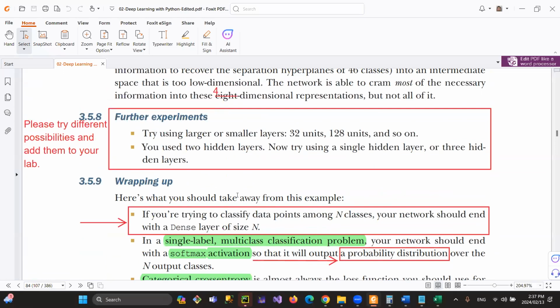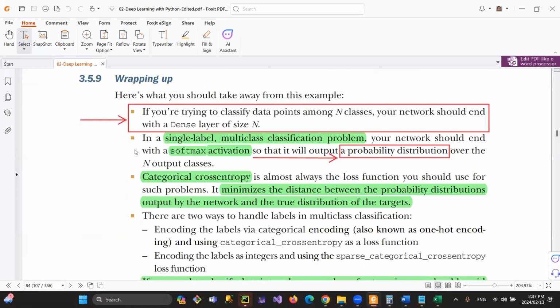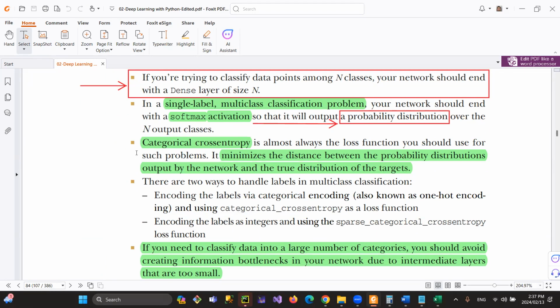To wrap up, please try different possibilities. You can play around with increasing the number of layers, increasing or decreasing the number of neurons. But to wrap up the example, it says that if you're trying to classify data points among n classes, your network should end with a dense layer that has n outputs, obvious. And a single label, multi-class classification problem, that's what we used. For the last layer, you need to get the maximum value among all the possibilities, something like argmax. This can happen using softmax activations when you have a probability distribution.